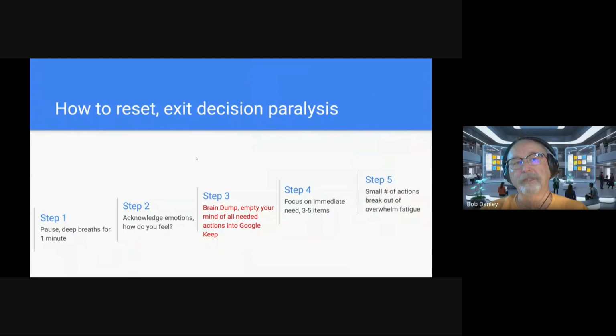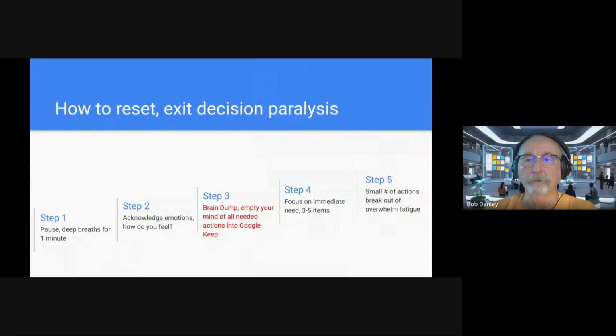So how do you reset and exit decision paralysis? Here's 5 steps, okay? This has nothing to do with software, but take a deep breath for a minute. Acknowledge your emotions. Hey, how do you feel? You want to get rid of that, oh my God, I'm up against it, I'm losing my mind. This is the important part.